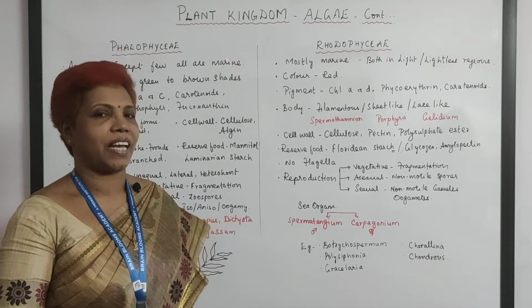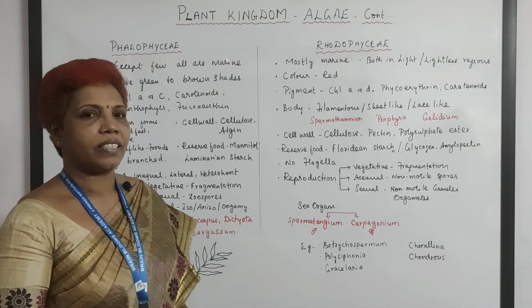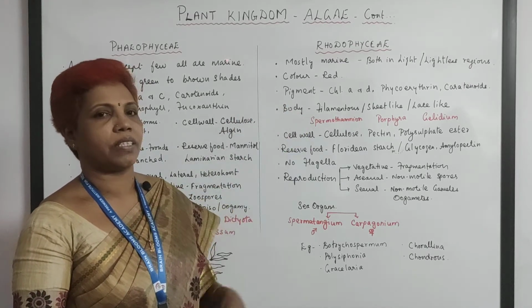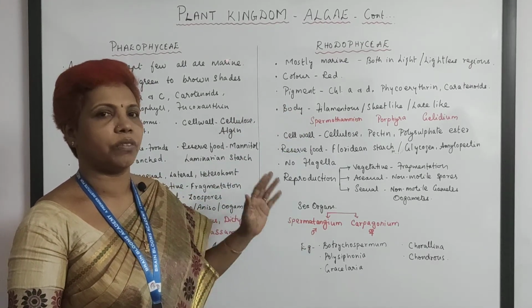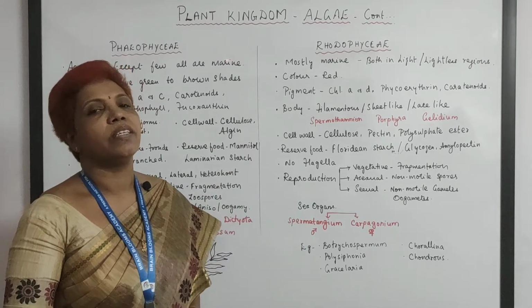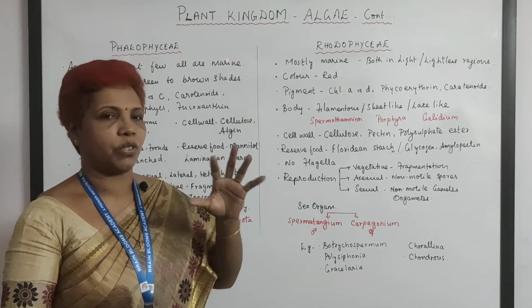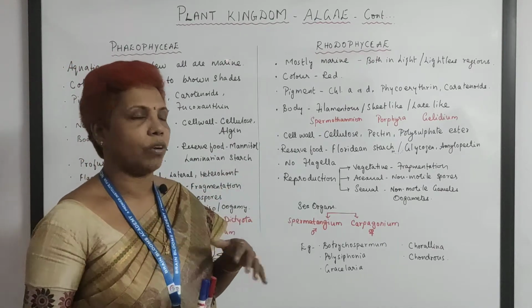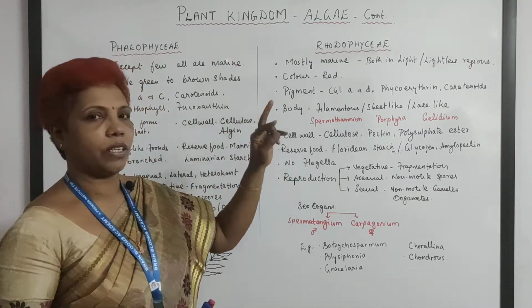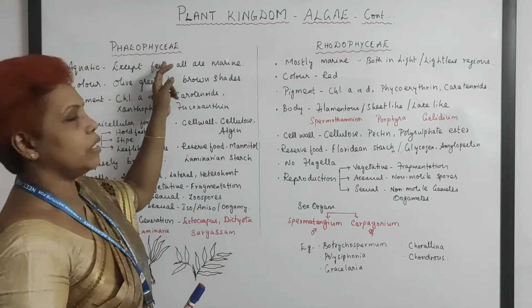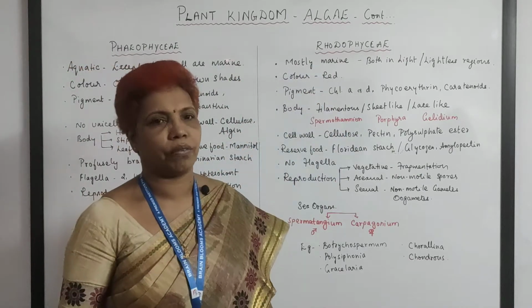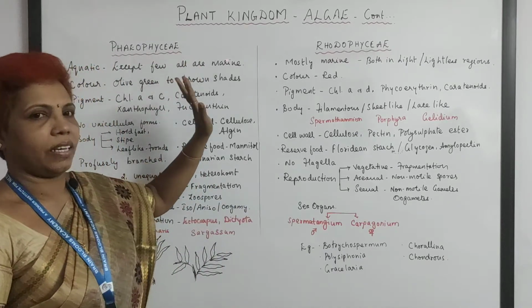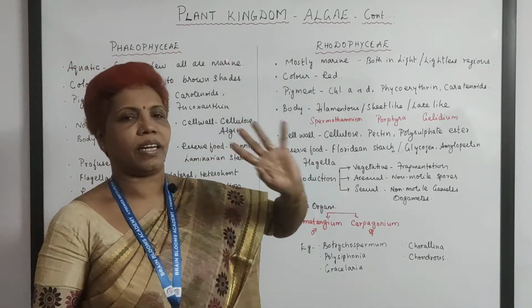Hi, welcome to this channel, and let us start with algae, the continuation of the chlorophyce member. In the previous video we just discussed the general characteristic features of algae and how far the chlorophyce have evolved. Let us discuss another two categories. One is phaeophyce, the other one is rhodophyce. Phaeophyce, brown color algae. Rhodophyce, red color algae.